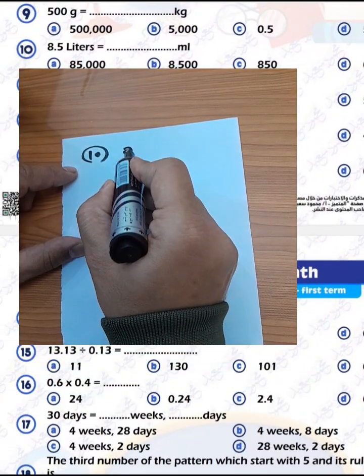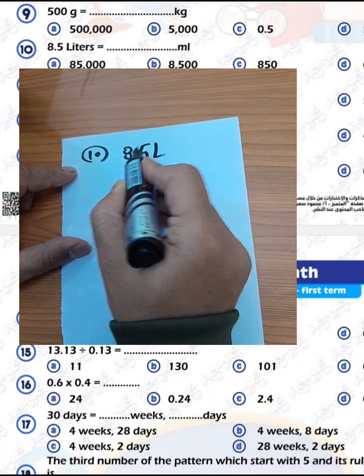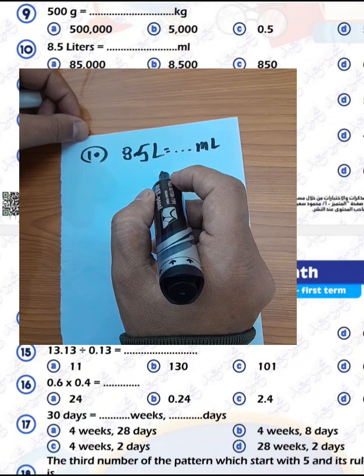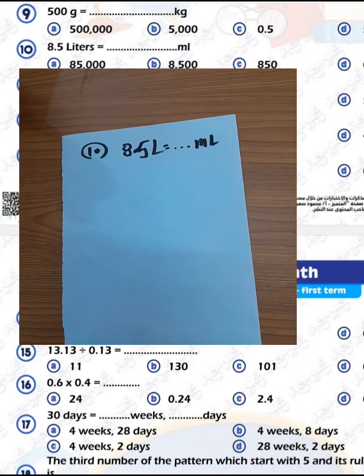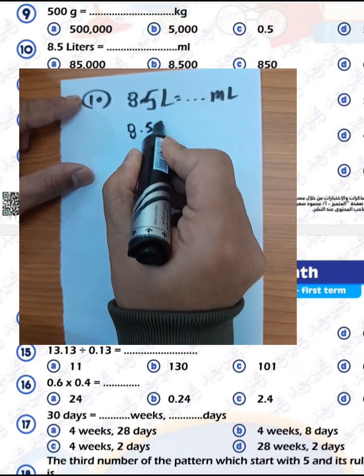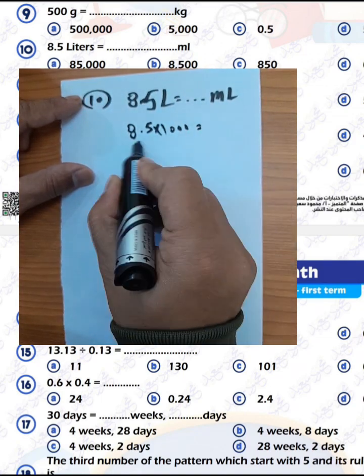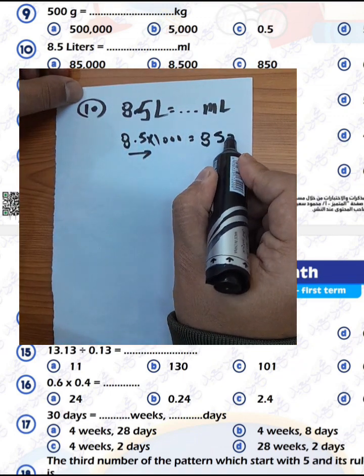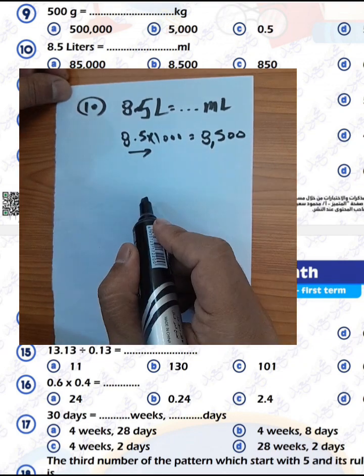8.5 liter equals blank milliliter. To convert from liter to milliliter, multiply by 1000, because 1 liter equals 1000 milliliter. Okay, then 8.5 times 1000, move the point to the right-hand side by 3 places. It will be 8, 5 and double 0. The result will be 8500.